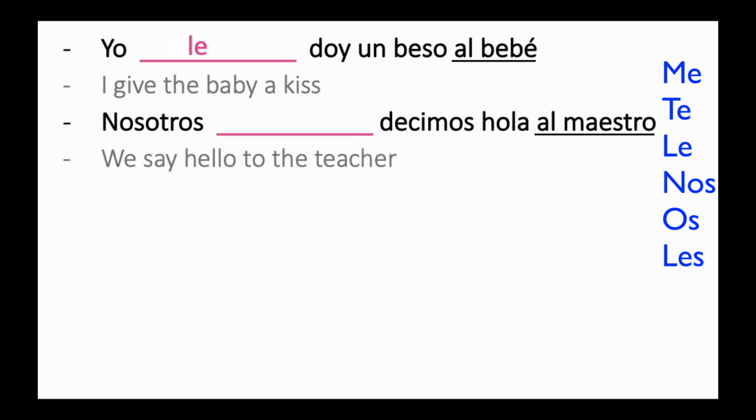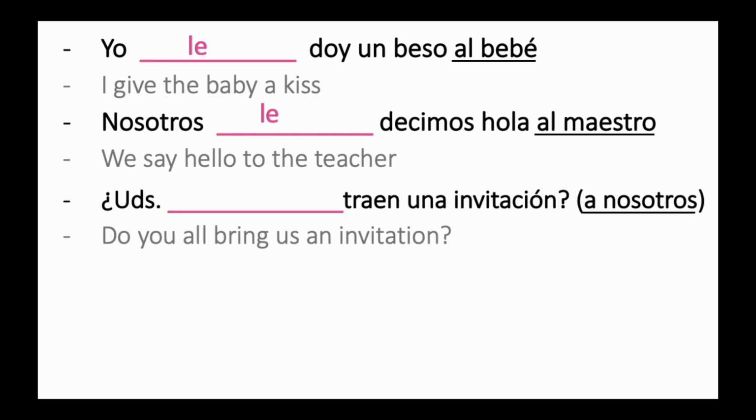Otro ejemplo. Nosotros decimos hola al maestro. Who do we say hello to? To the teacher. To him. Which indirect object pronoun would you need? Hopefully you said le. Nosotros le decimos hola al maestro. Ustedes traen una invitación. A nosotros. Hopefully you said nos. Ustedes nos traen una invitación.